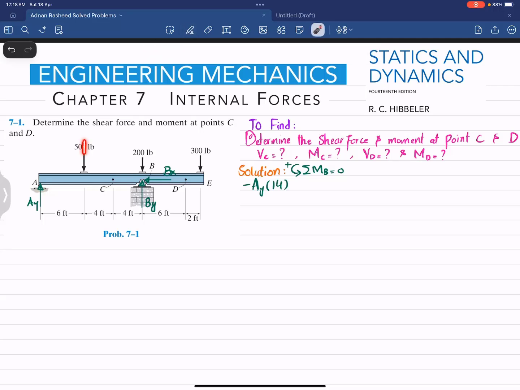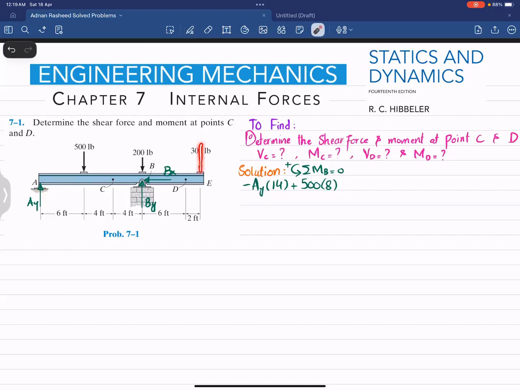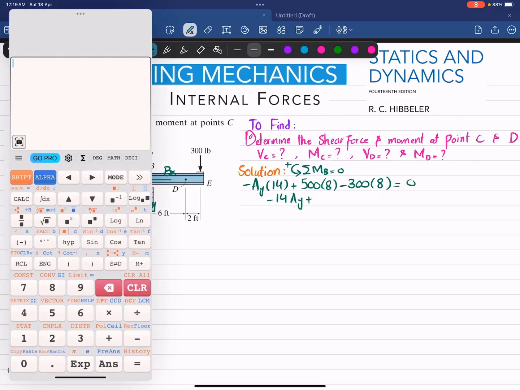The second moment is produced due to this 500 pound load, and the perpendicular distance is 8 feet, and this is producing counterclockwise moment, so it will be positive. So I can write plus 500 multiplied by 8. And the last moment is produced due to this 300 pound force, and perpendicular distance is also 8 feet, and this is producing clockwise moment, so it will be negative. So we can write minus 300 multiplied by 8 is equal to 0. So from here we will get minus 14 Ay plus, we will use calculator, 500 multiplied by 8 is 4000, minus 300 multiplied by 8 is 2400, is equal to 0.